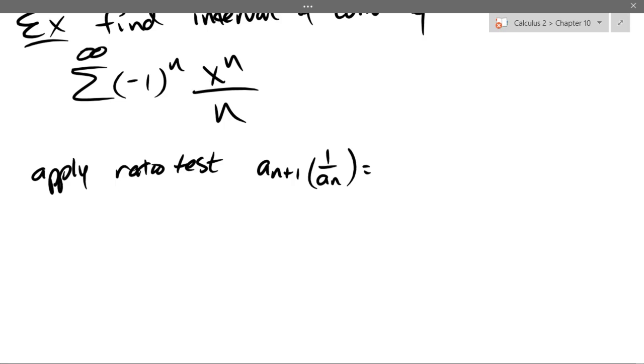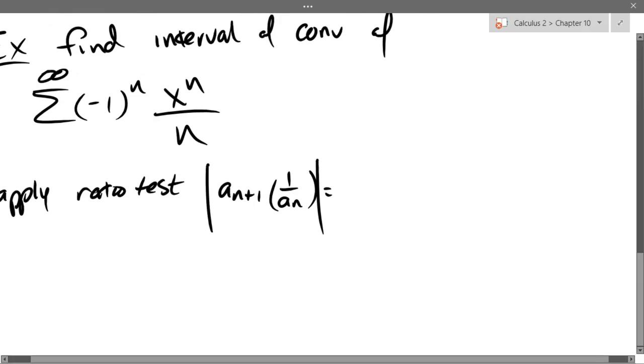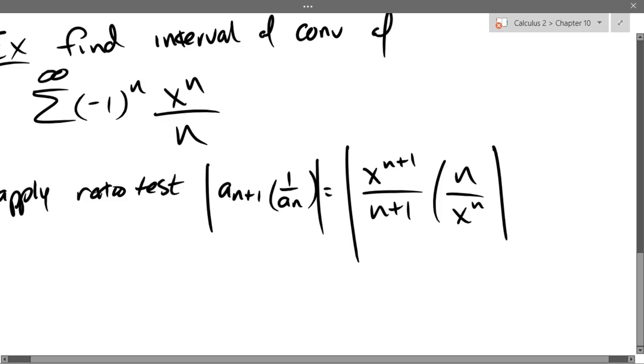Now, when you apply the ratio test, we're going to look for absolute convergence. So I'm going to throw away the negative sign. I'm looking for absolute convergence, so I'm just going to absolute value everything. I don't need to worry about that negative 1 to the n power. So I already went ahead and threw out that negative 1 to the n power.